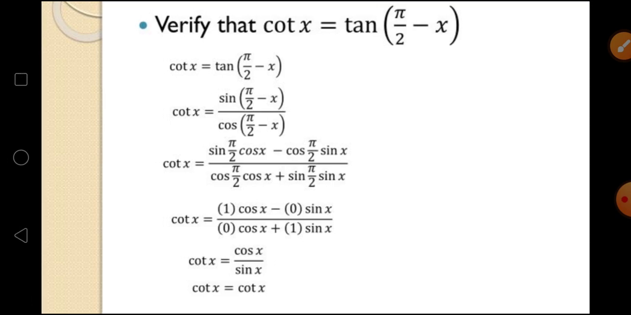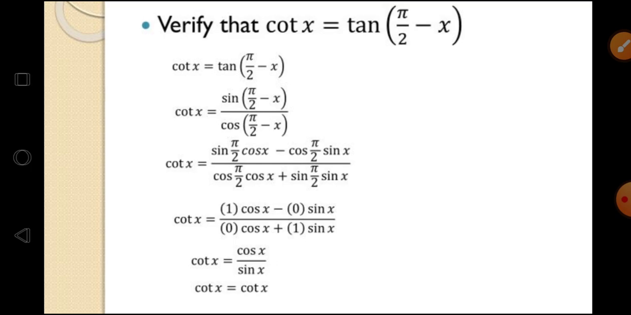Cot x is equal to tan of pi by 2 minus x. So we can use this for the verification. On the left hand side we have cot x, on the right hand side we have tan of pi by 2 minus x. So tan of pi by 2 minus x can be written as sin of pi by 2 minus x by cos of pi by 2 minus x.